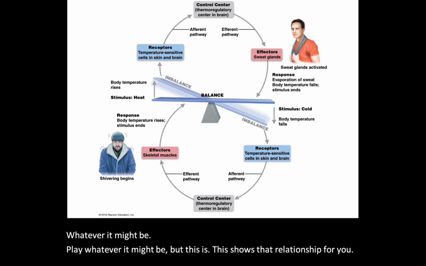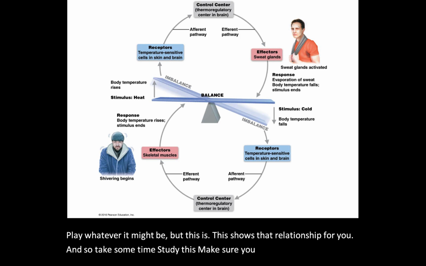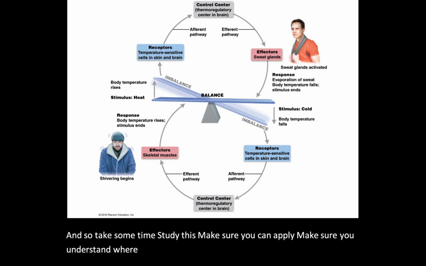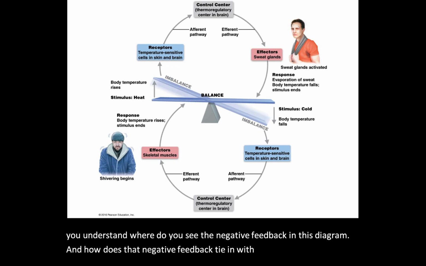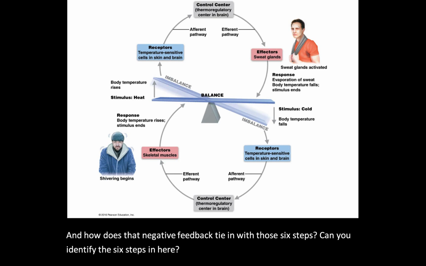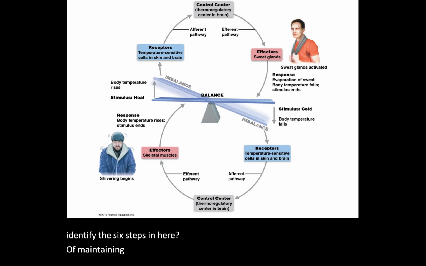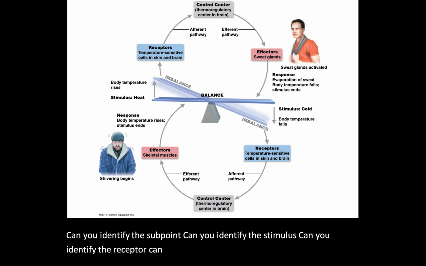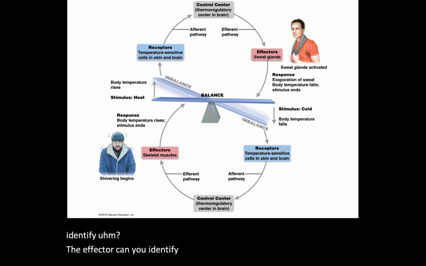And so take some time, study this. Make sure you can apply. Make sure you understand where you see the negative feedback in this diagram. And how does that negative feedback tie in with those 6 steps? Can you identify the 6 steps in here of maintaining homeostasis? Can you identify the set point? Can you identify the stimulus? Can you identify the receptor? Can you identify the control center? Can you identify the effector? Can you identify the response? So on and so forth. Are you seeing that?